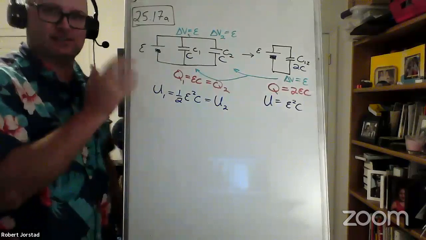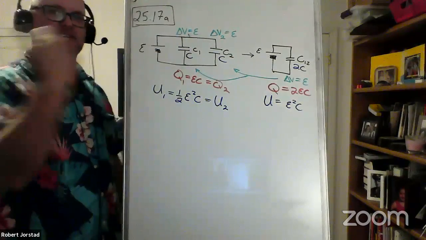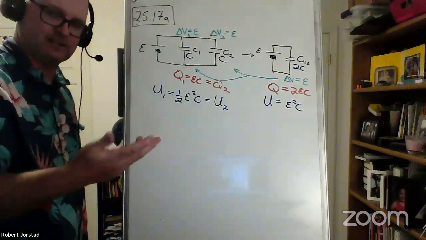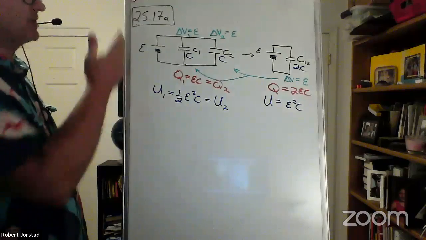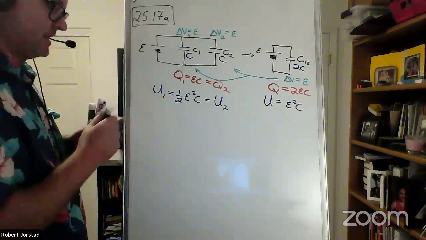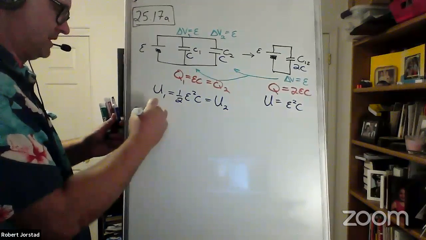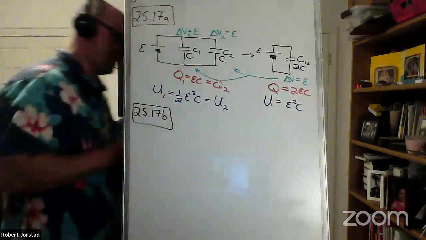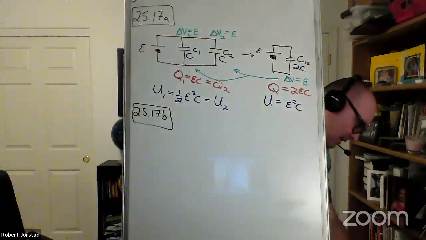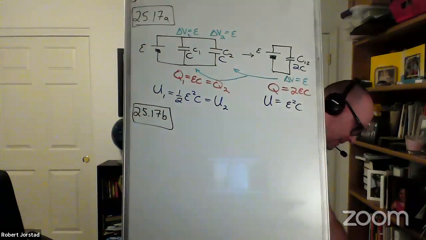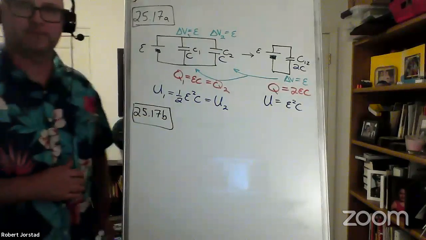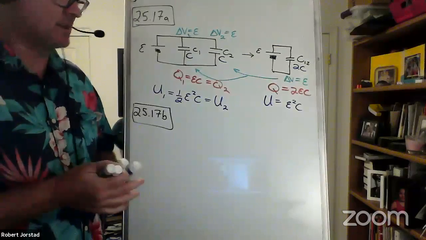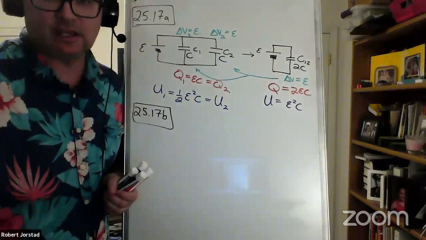So this is our basic circuit. And now I want to stick in the dielectric and see what in the algebra changes and by what fraction the energy changes, etc. So that was 25.17a. Now we're on to part B. Let me make sure there wasn't anything else before I move on. Got it. So that's what we did in the original circuit. Let's go take a look at the next part.